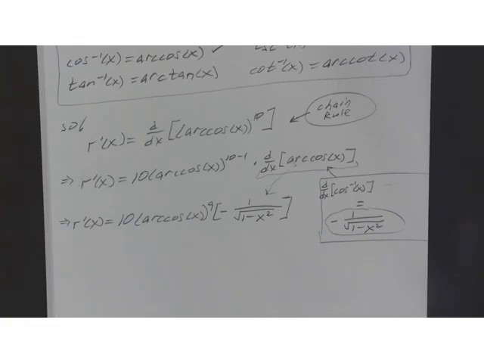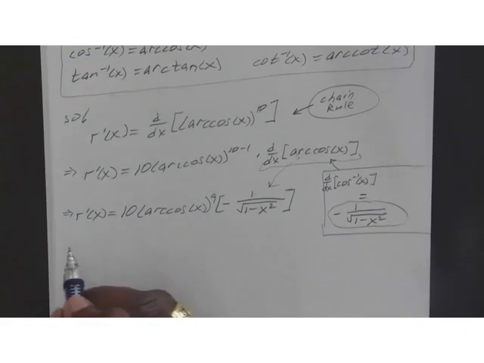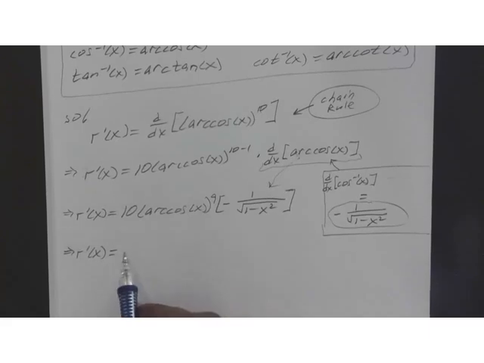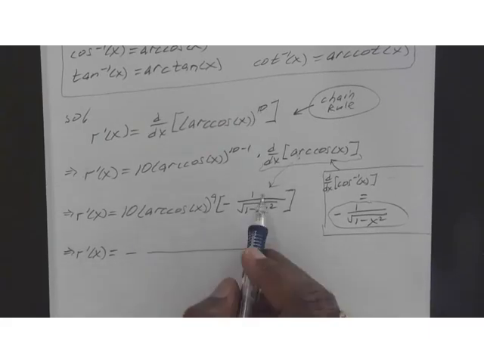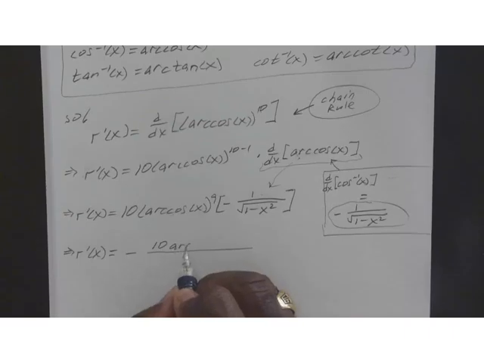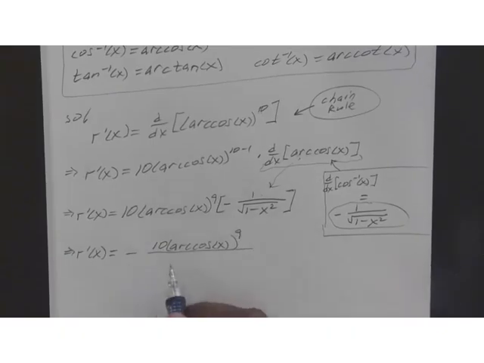So if you want to simplify this one, you can. So r prime of x is equal to negative, and I'm just going to move the 10 and the arc cosine of x to the 9th power to the numerator, divided by the square root of 1 minus x squared.